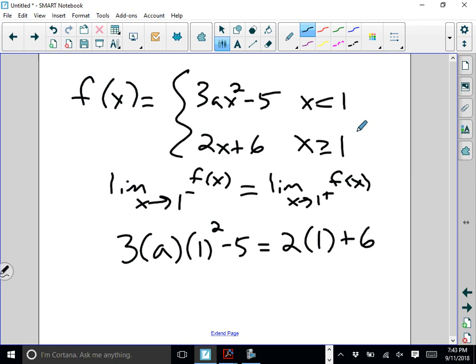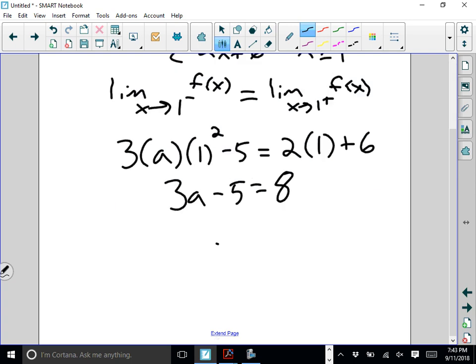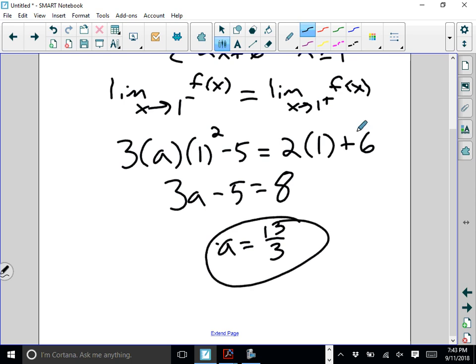So when we go ahead and do this, we can simplify this. 1 squared is 1. 1 times 3 is 3. So we get 3a minus 5 equals 8 when we simplify the other side. When we add 5 over and divide by 3, we get a equals 13 thirds. And when a equals 13 thirds, that will make this function continuous.